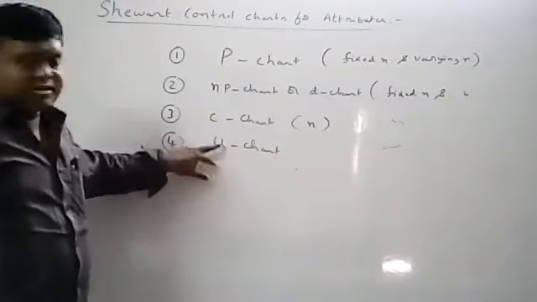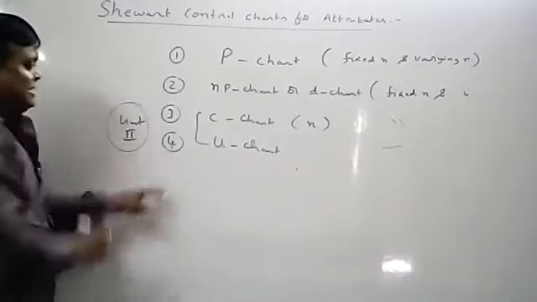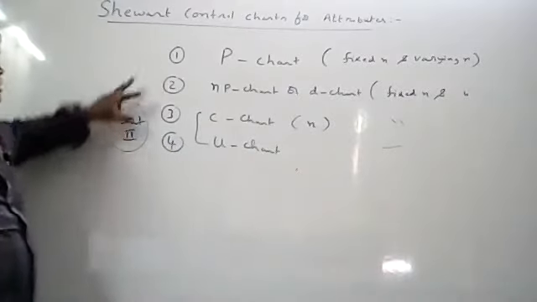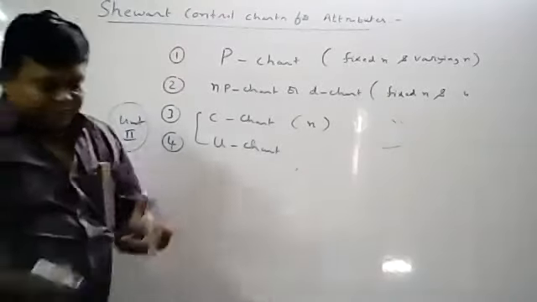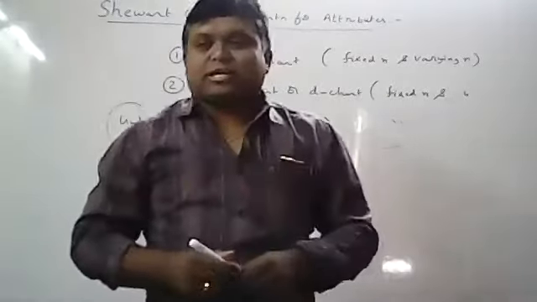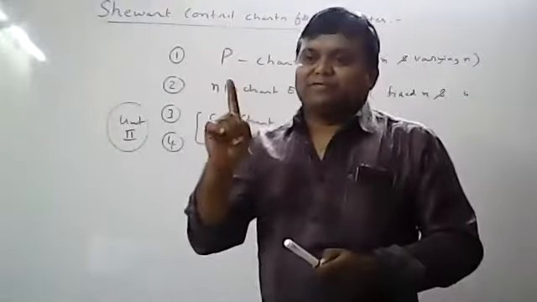These two charts, C and U chart, you will learn in unit number 2. In unit number 1, you will learn P chart and NP chart. Now all of you understood. So how many types of control charts for attributes are there? 4 are there.